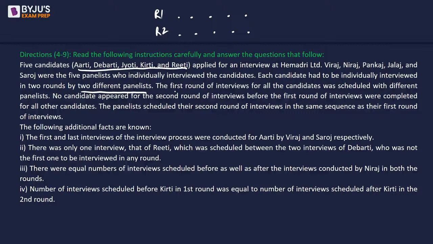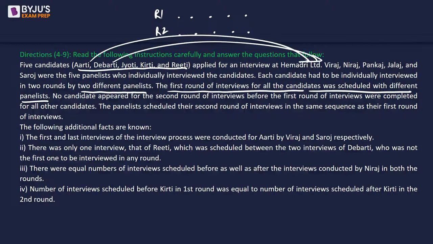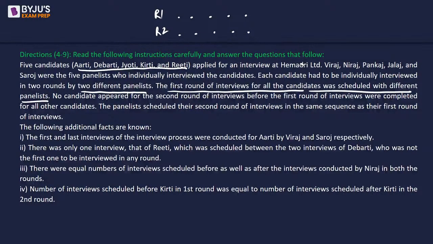Next, it says the first round of interviews for all the candidates was scheduled with different panelists. So it's not that Aarti and Devarti, they both are going to be interviewed by only one person, let's say Viraj. If Aarti is interviewed by Viraj in the first round, then Devarti can't be interviewed by Viraj in the first round. So we need to have different sets of people being interviewed by different people. No candidate appeared for the second round of interviews before the first round of interviews were completed. As in Aarti cannot have two interviews in the same round. It's true for every other 4 people, right?